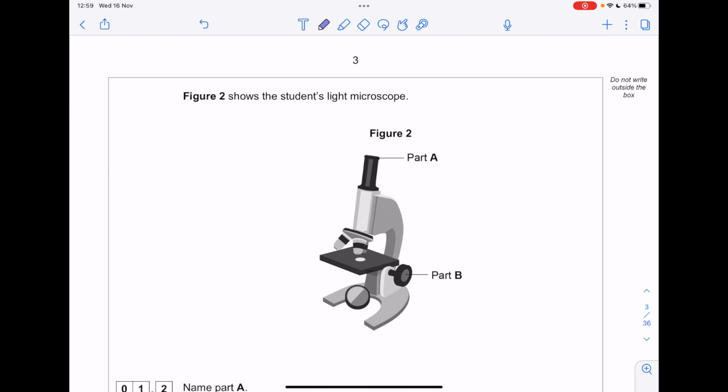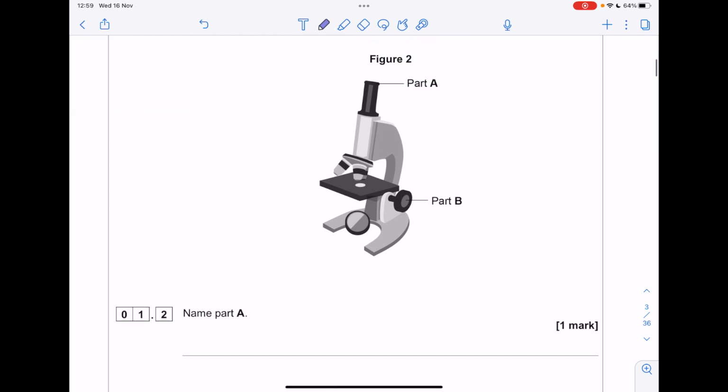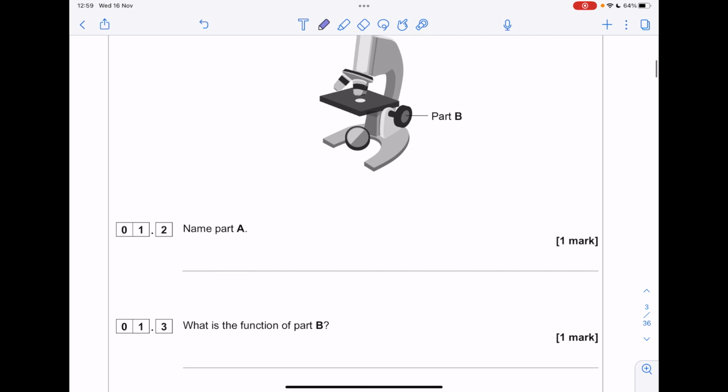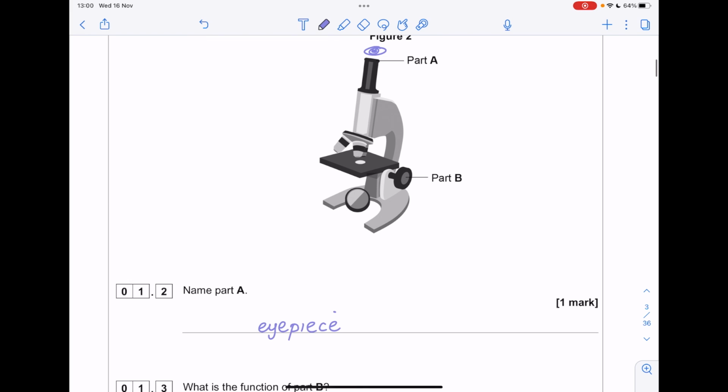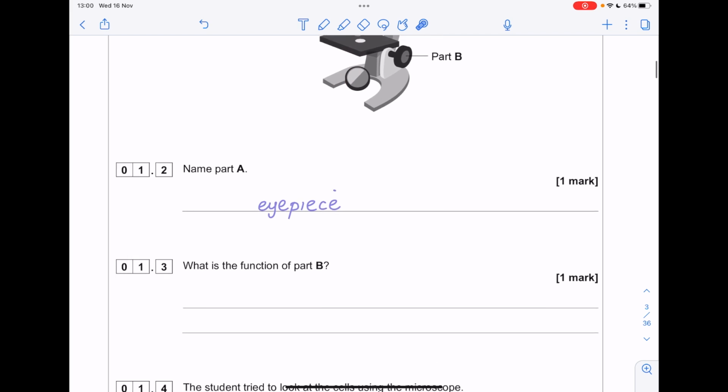Figure 2 shows the student's light microscope. Name part A. This is where you put your eye. Remember, it's up here. So that is the eyepiece. You could have also written lens. What is the function of B? So remember, when you turn this, it actually enables you to focus on the cells on your slide.